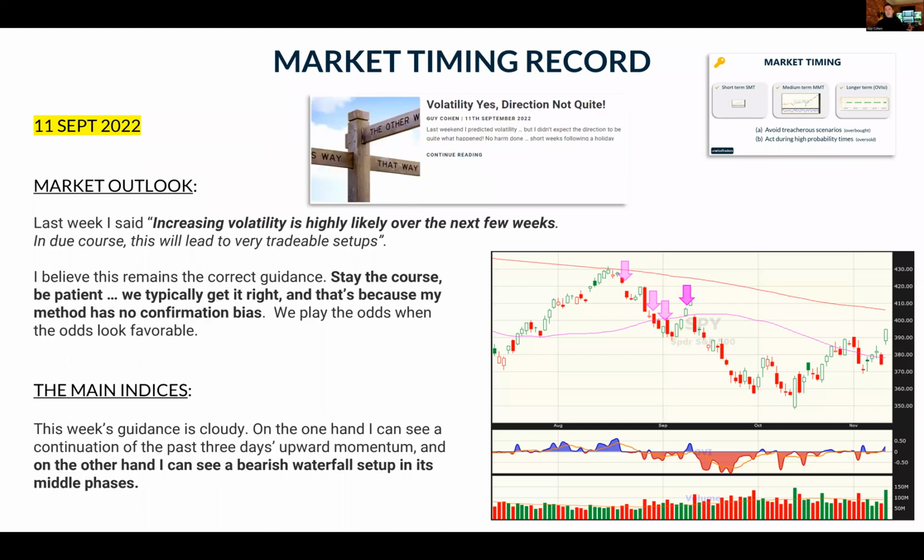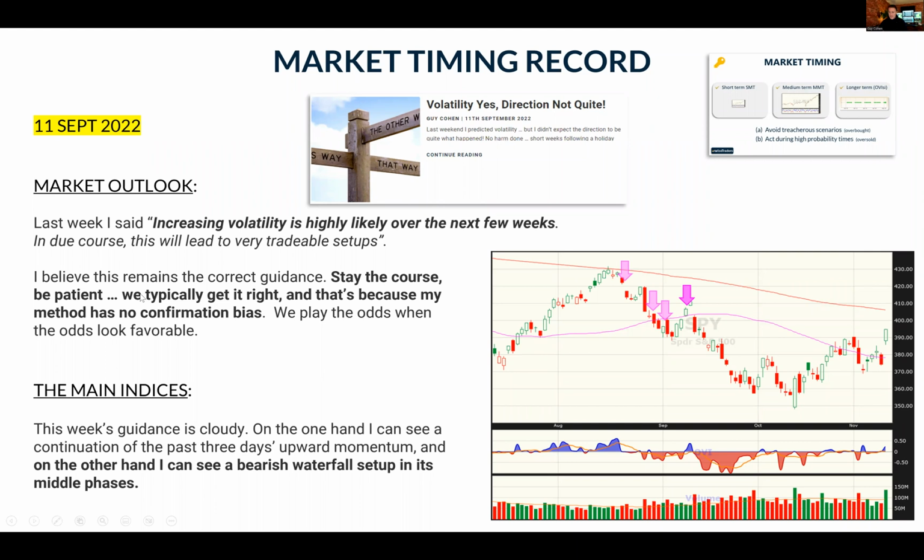So then I say, well, we got volatility, direction, not quite. But that didn't last, because I said, look, guys, stay the course, because we typically get it right, and my method has no confirmation bias. I'm not looking to try and justify something. I'm just reading the signals that I get as they are. I'm not trying to impose some opinion on it.